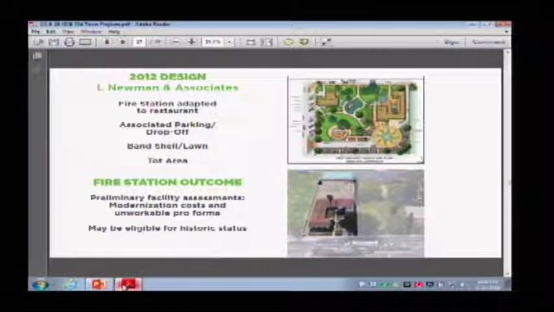And we reviewed briefly the 2012 Newman and Associates design with the fire station adapted to a restaurant use, and all of the other parts of that design, the band shell, the parking, the expanded tot lot area. And then a lot of time passed, and a number of political and other events happened, economic events happened. But the outcome was that basically uses for the fire station all seemed to fall short of having a successful economic pro forma. At the same time, the building may be eligible for historic status. So we don't have a very forceful grip on precisely what can be done or what should be done with the fire station at this moment.